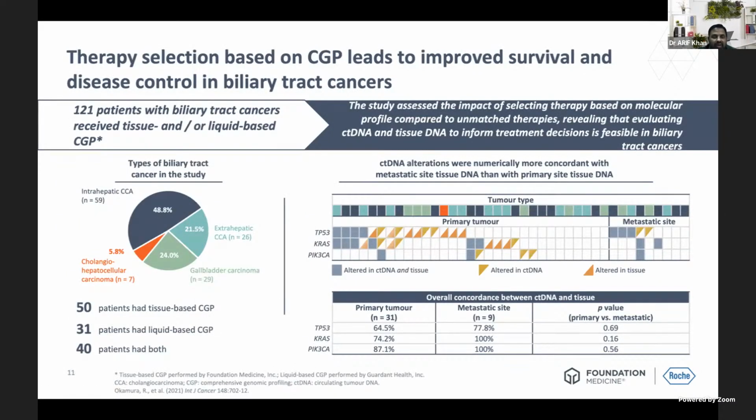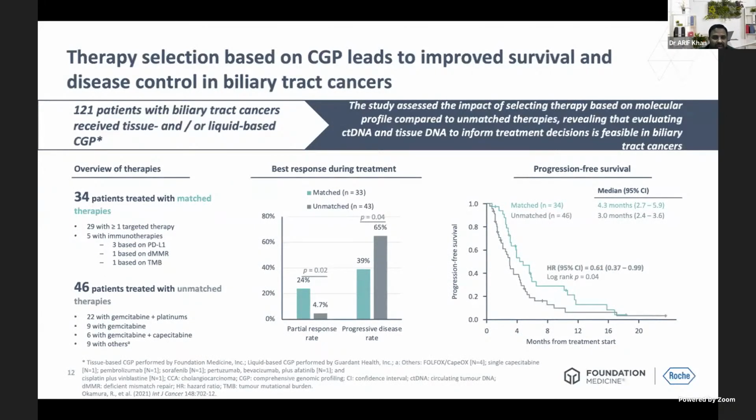This is one trial which involved 121 patients, where they used both the tissue-based biopsies and also the liquid-based biopsies. They wanted to see what is the concordance between the tissue-based and the liquid biopsies. What they found in the end was that the metastatic site alterations matched with the liquid biopsies. There was 100% match between the metastatic site and the liquid biopsies. Whatever genetic alterations were found in the liquid biopsies were found in the metastatic site as compared to the primary site. So the metastatic site has more concordance with the liquid genetic alterations rather than with the primary tumor.